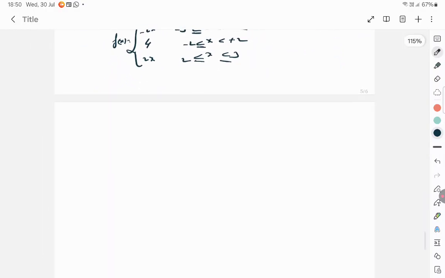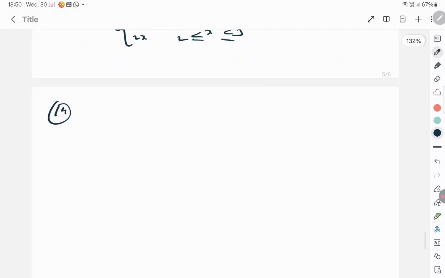The 14th question is this. They've given f of x is equal to x minus 1 by x plus 1. They're asking you to write what is f of minus 1 by x.